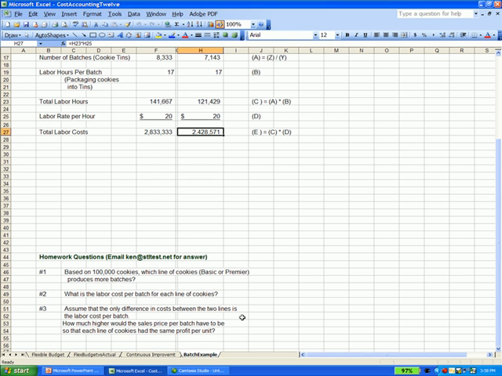And then the big question: assume that the only difference in labor cost between the two lines is the labor cost per batch. Everything else is the same: direct material, direct labor, overhead. How much higher would the sale price per batch have to be on the more expensive line so that each line of cookies had the same profit? So if one has a batch cost of $100 and the other has a batch cost of $120, one of the lines is going to have a price increase. How much would that price increase have to be? So 1 and 2 on the homework we've really already talked about, so your homework question is 3, and you can email me at the email address above to find out.